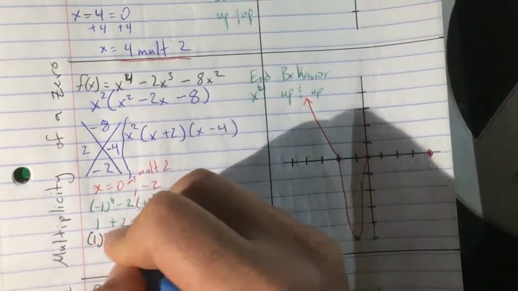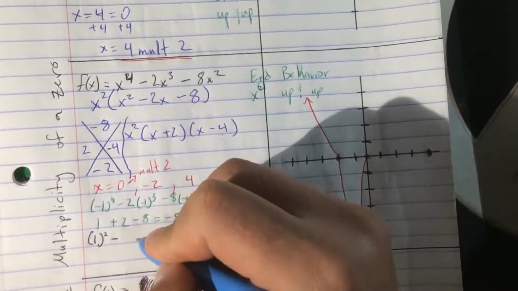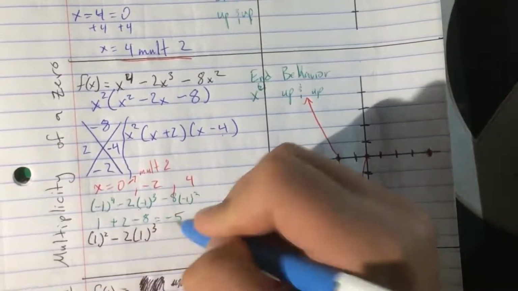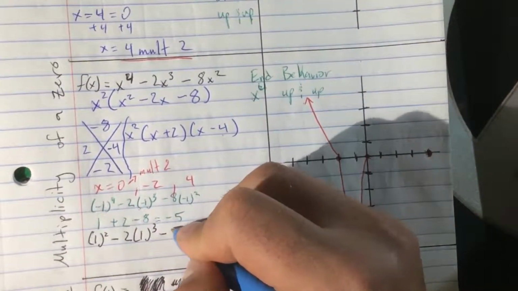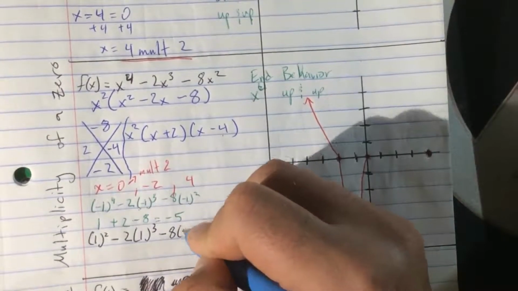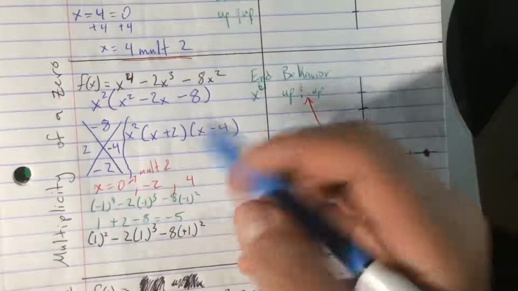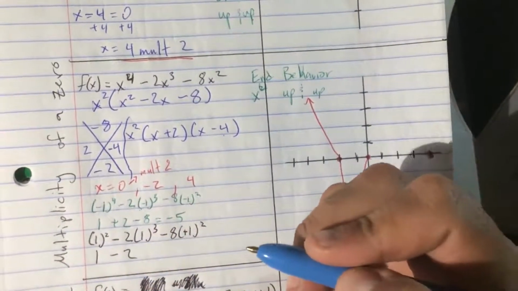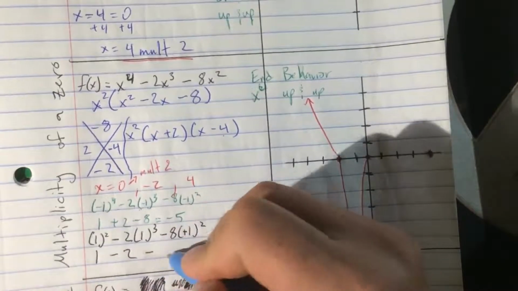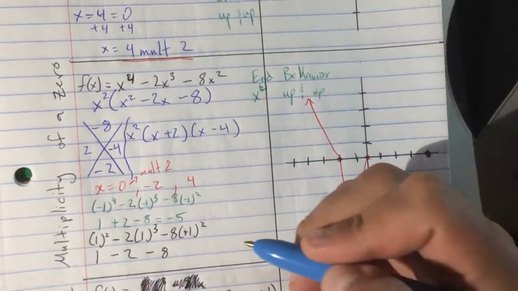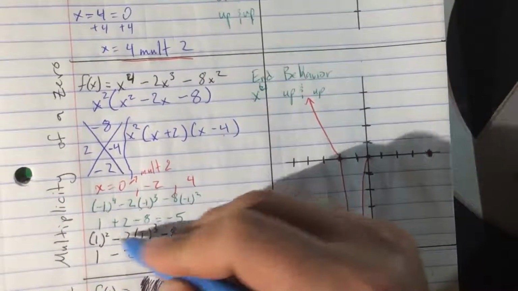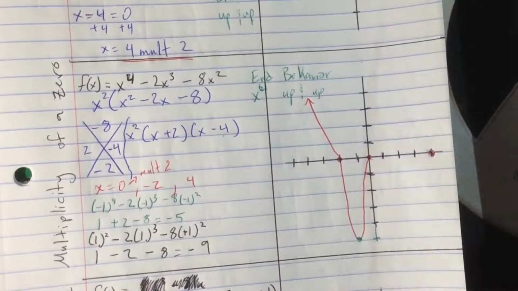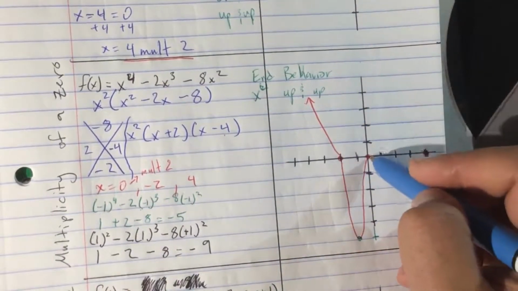So we have positive 1 to the 4th minus 2 times positive 1 cubed minus 8 times positive 1 squared. So we have 1 minus 2 minus 8. This is going to give us a negative 9, which is way down here. So if you notice, we're actually not going to cross this here. We're actually going to go down.